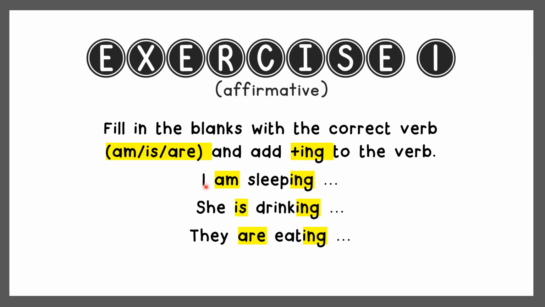For example, I am sleeping on the floor. Saya tidur atas lantai. Or she is drinking hot coffee. Dia tengah minum kopi panas. They are eating nasi lemak. Dia tengah makan nasi lemak. Okay, kalau awak nak tambah, ataupun ada tambahan pada ayat tu.